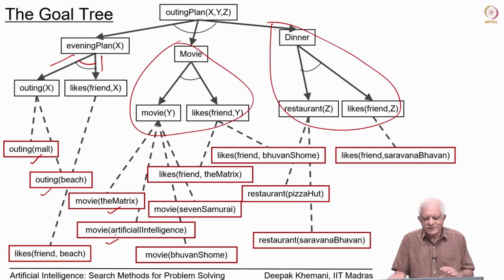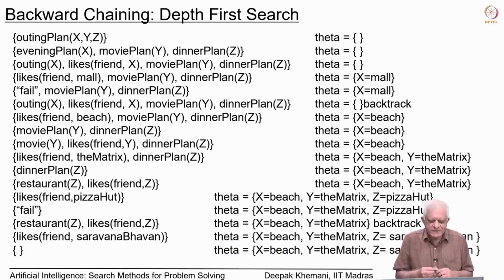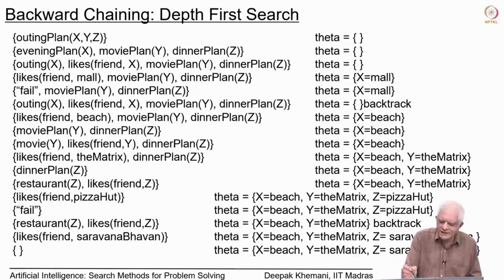maintaining a goal set. So, the top level goal set would be the outing plan. Is there an outing plan? Then we will keep adding new things to that essentially. So, I will ask you to try and go over this in a depth first fashion and verify that this is the process that is going to be happening here. So, theta is the unifier or the substitution which will make something true. We have three variables here, x, y and z, and somehow you have to unify them with these things.